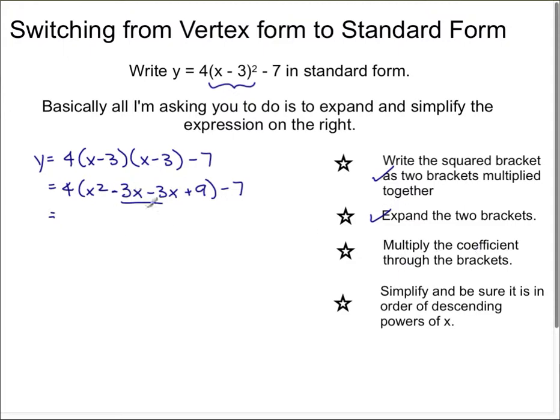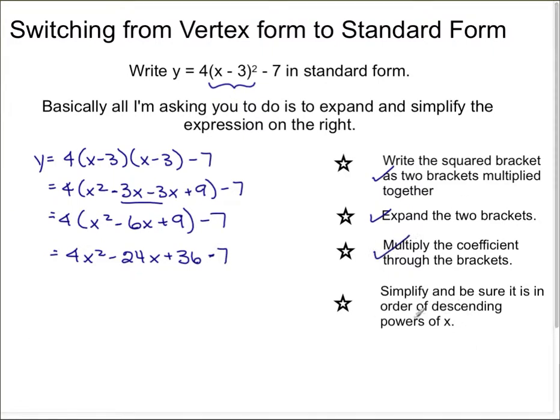Multiply the coefficient through the bracket. Well, I'm actually going to simplify first. There isn't a step for that, or it doesn't matter where you put it, but I'm going to simplify in the bracket first. Now we're going to multiply the coefficient through the bracket. So I'm going to go 4x squared minus 24x plus 36. And then that minus 7, of course, is still hanging around on the end.